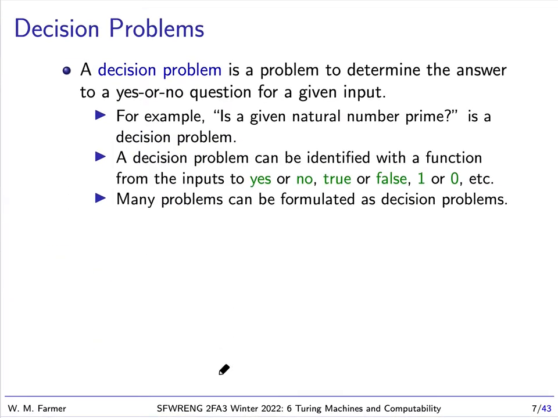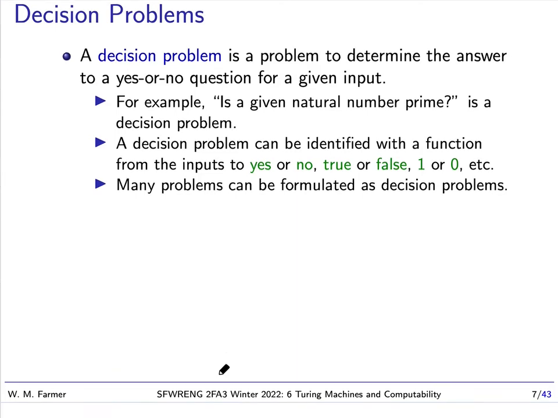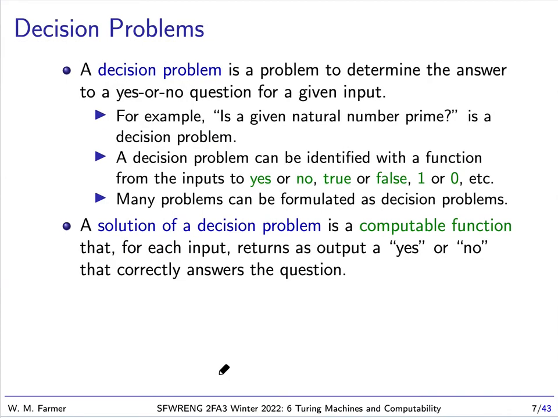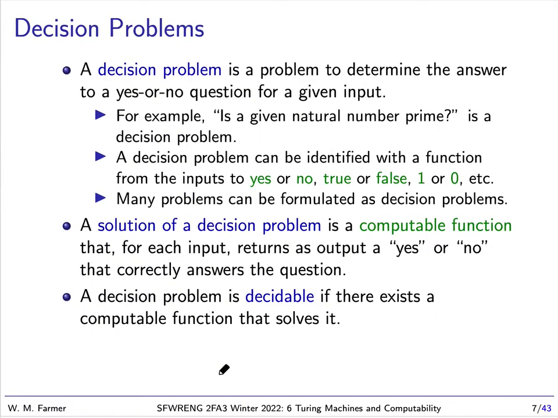And many problems can be formulated as decision problems. So we're talking about a giant class of different kinds of problems. Now, a solution of a decision problem is a computable function that for each input returns as output a yes or no that correctly answers the question. And a decision problem is decidable if there exists a computable function that solves it.